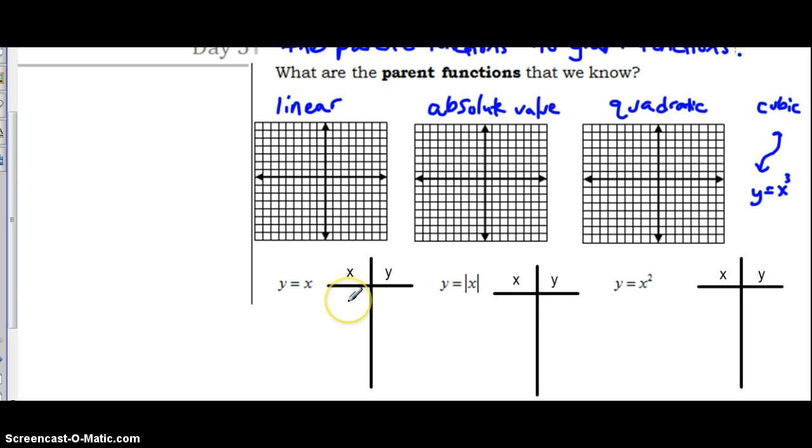When you create a table, a lot of times we start with the origin. We don't have to, but we usually plug in x values to find the y. And a lot of times we start with plugging in 0 and then use logic from there. So for our y equals x, our linear function, if I plug in 0, y is 0. If I plug in 1, y is going to be 1. And then if I plug in negative 1, y again is negative 1. So every value of x for this equation will have the same y. So we can see the pattern here, and we can go ahead and plot our parent function for the linear.